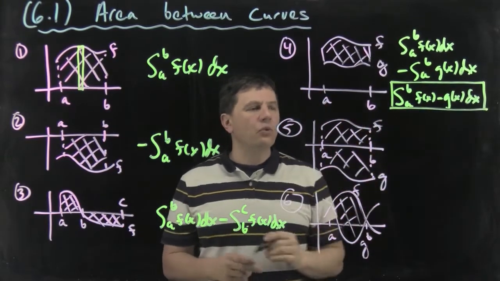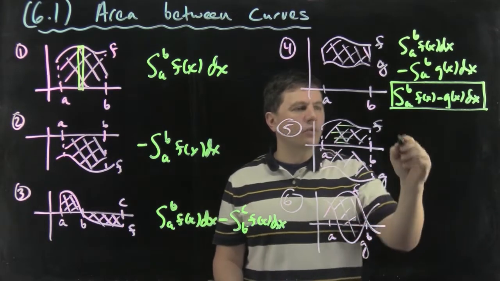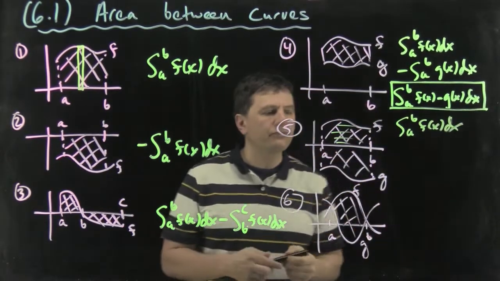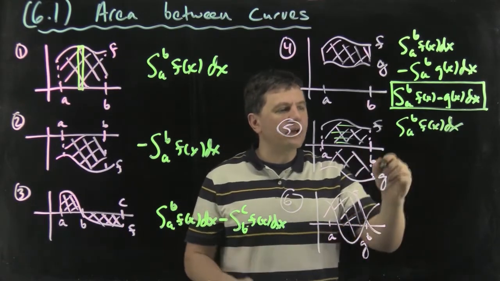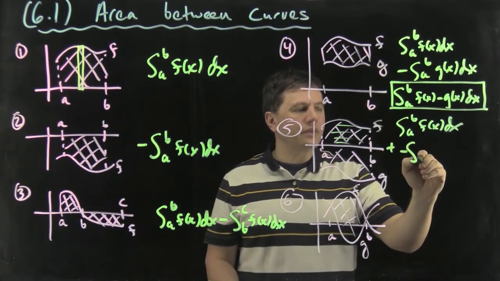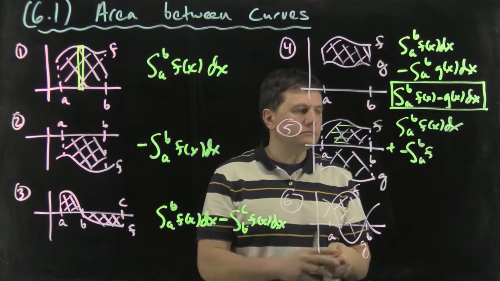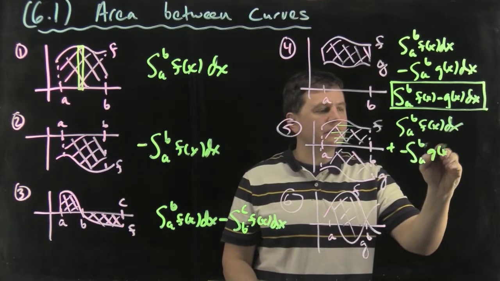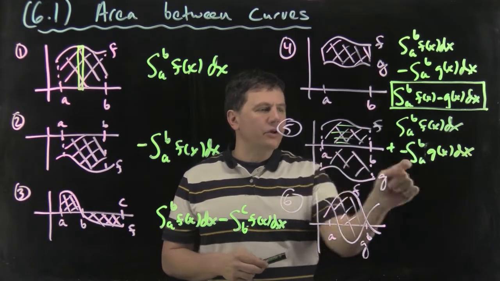Okay, so what about this one? We'll realize that I can think of this as two areas. So I have this area above. Well, that's just going to be A to B, and then f of x dx. So that's going to give me that area above. And then below, since g is below the axis, to get this area, I'm going to add the area below, which will be the negative of this thing, A to B, g of x dx, okay? So I'm adding the area above, and I'm adding the area below. The area below would be negative.